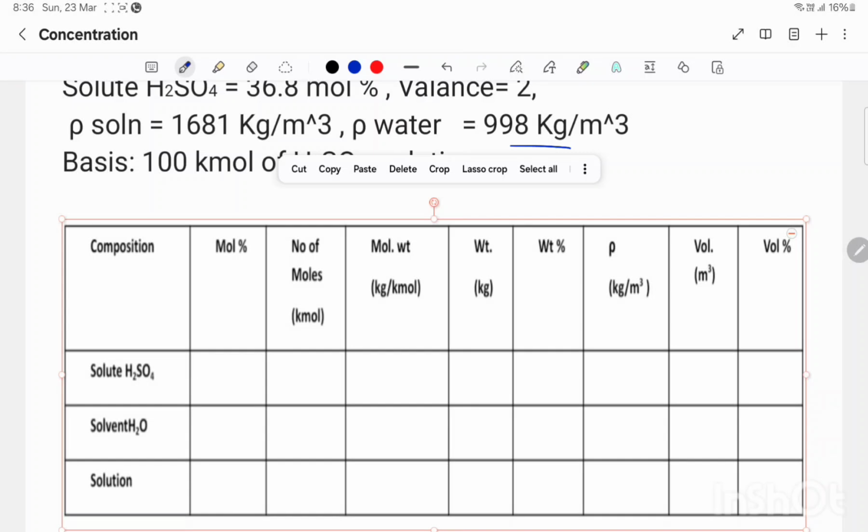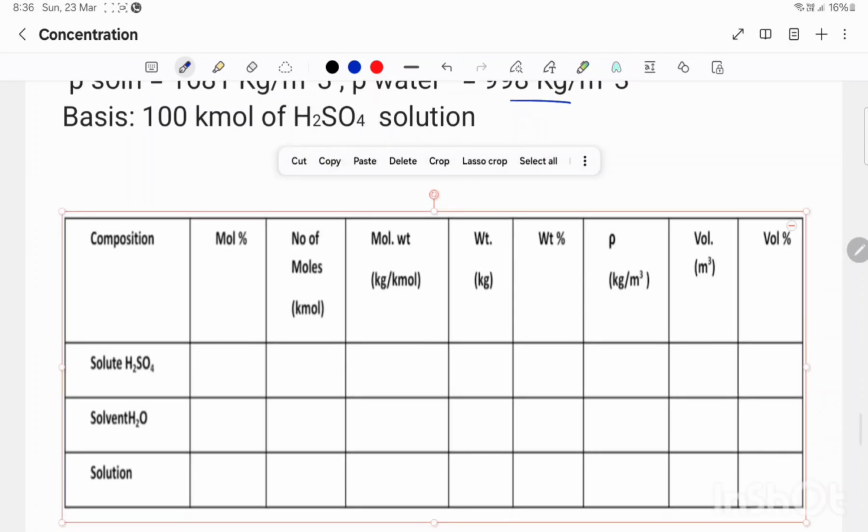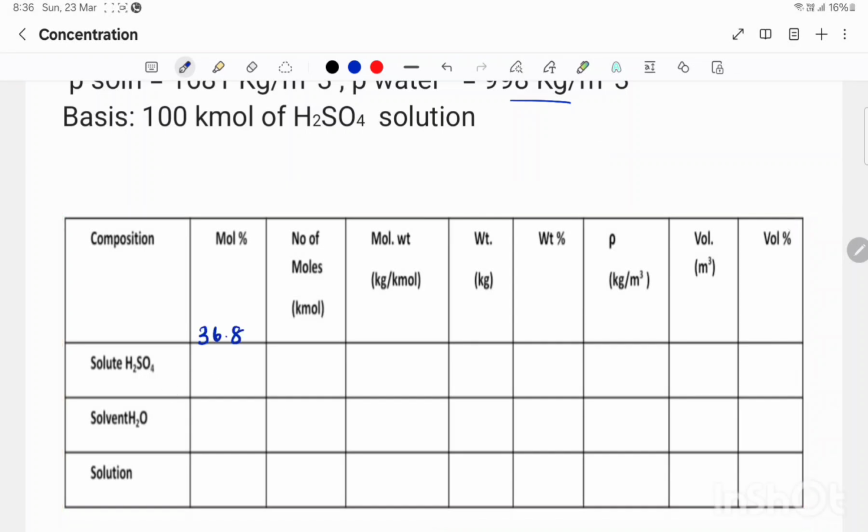So in the given problem, the solute concentration is given as 36.8 percent. We know that the total is 100, which is the total mole percentage. So we can easily find the solvent: 100 minus 36.8 is 63.2 for the solvent.